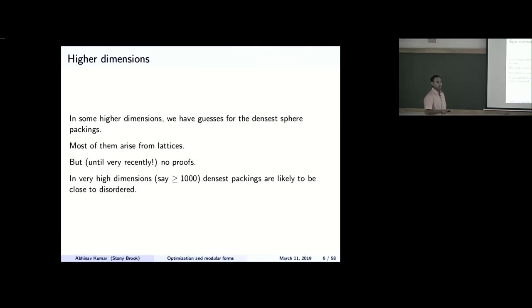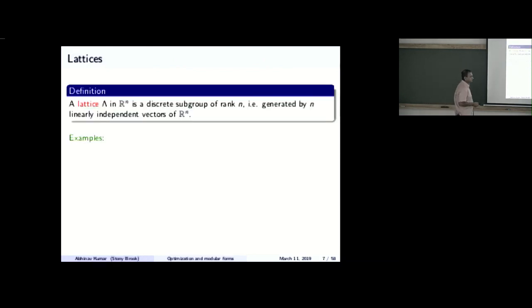And in very high dimensions, we expect that the densest packings are likely to be disordered. So in your sense, this n, the number of translates, would be very, very large. If you could show that the densest packing was periodic, that n would grow very fast with dimension. That's the expectation. We don't actually have a proof of this. So a lot of things are unknown in this area.